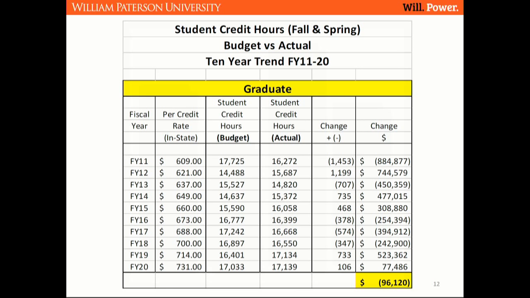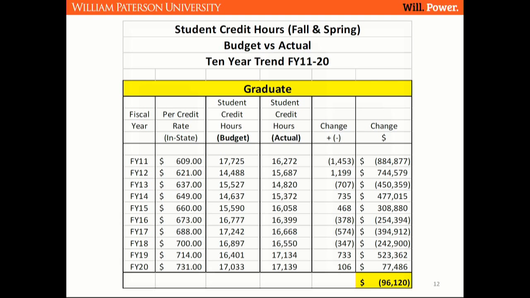So what's the financial impact over the same time period? This is graduate students, and again, if you look at the column on the right, the actual dollar change, you can see the up and down that was reflected in the previous graph. Overall, over that 10-year period, even though headcount was pretty much flat, and this is an average of fall to spring, total fall, total spring divided by 2. That's how we calculate it. Over that 10-year period, the fluctuations each year have impacted the university about $96,000.